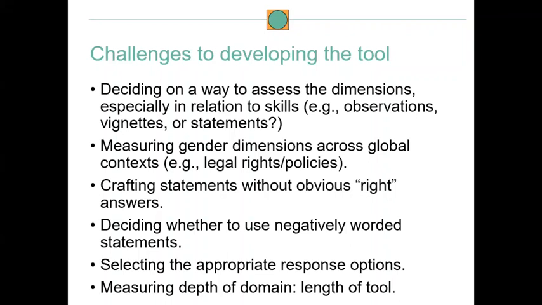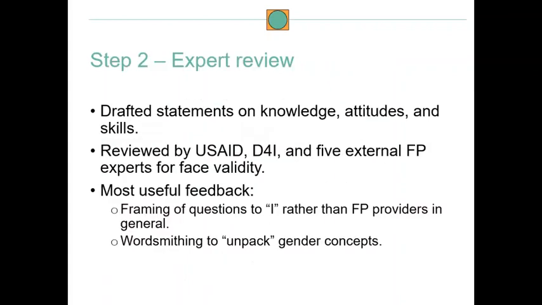The other part of this was the tool length, right? So we have 6 different dimensions, and each dimension has a lot of depth to it. And so this is where we landed on different modules for each dimension, some purposeful duplication in case people were to take the module on their own rather than take all 6 modules. But again, striking a balance between capturing everything, getting that content validity, and not having an overly long tool that would be prohibitive for providers to use.